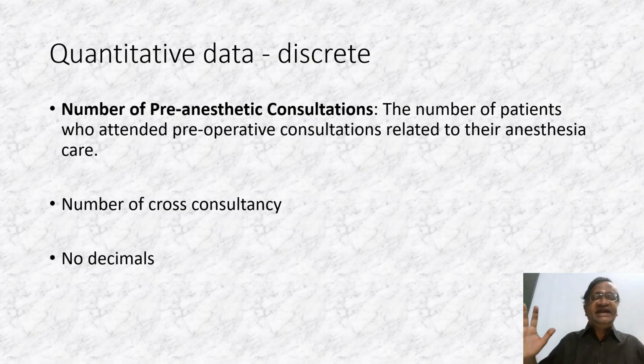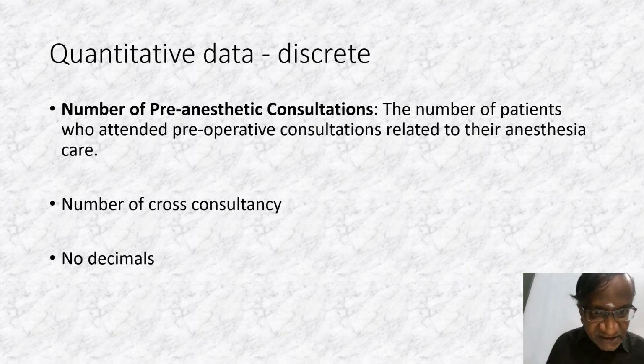Now we will go to quantitative data. That means it is a numerical one, a number. Say the number of patients coming for PAC. Some patients don't come for PAC, we see them directly on the table. Of those coming for PAC, the number of patients who go for cross consultation. Here it is discrete, there is no decimal. Number of cars parked in the car parking area. Number of students in +2 exams going from the school. So this is quantitative data, discrete, and there is no decimal, but we can add and subtract.